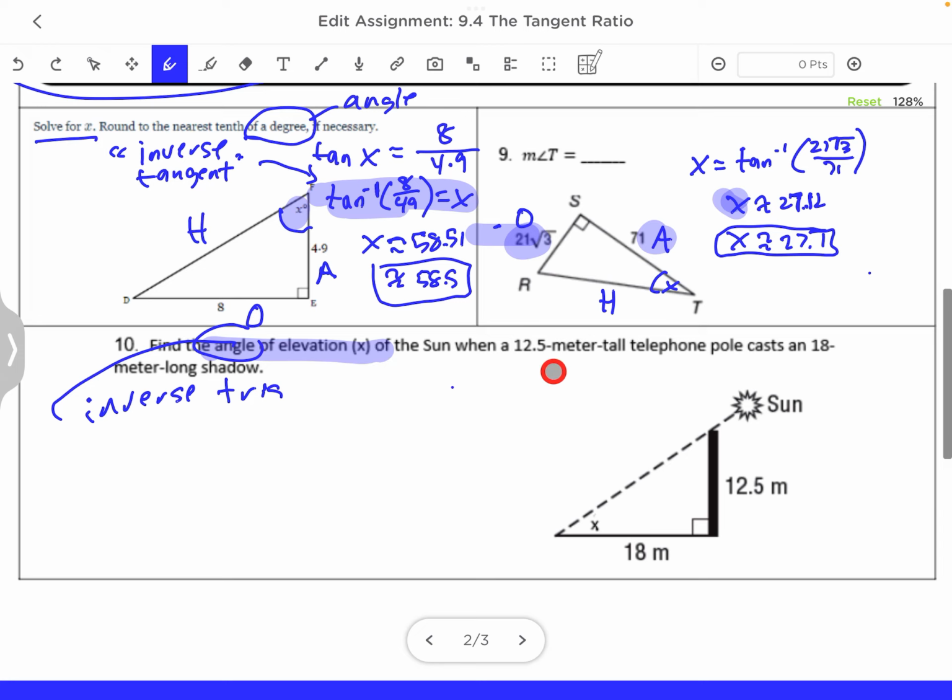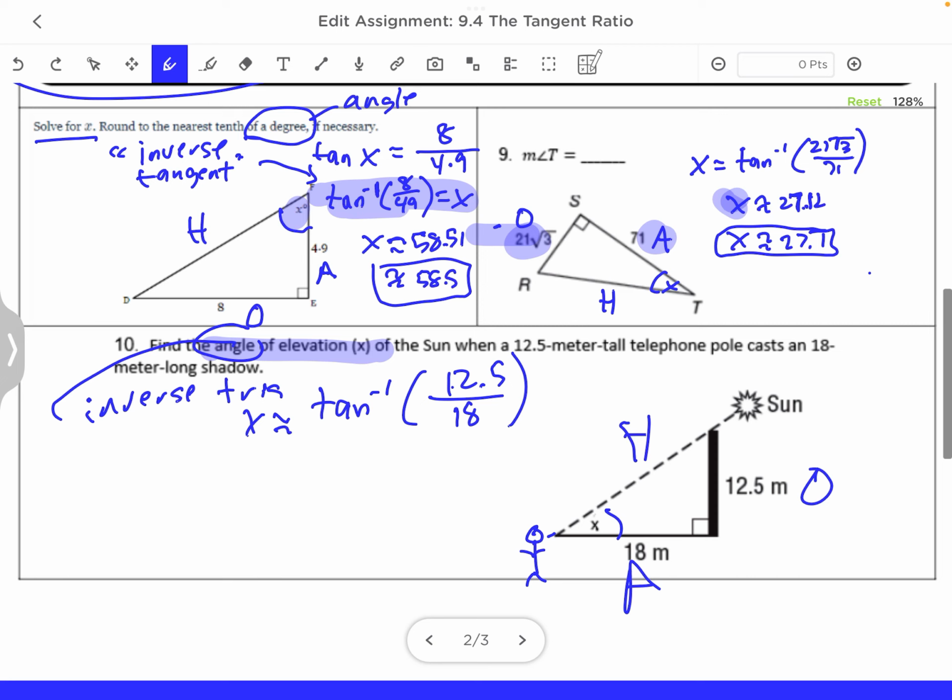Okay, when the sun has a 12.5 meter tall pole, find the angle of elevation of the sun, when this pole casts a shadow that's 18. So this pole makes this shadow on the ground of 18. We want to know what angle that is if we're standing right over here and looking up at the sun. What would be that angle? So that means we need to use inverse trig. So we're going to say the inverse trig of, if this is the opposite and that's the adjacent, 12.5 over 18. So see if you can find that right answer.